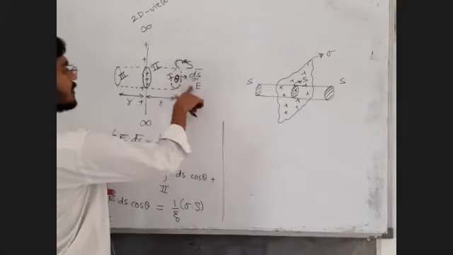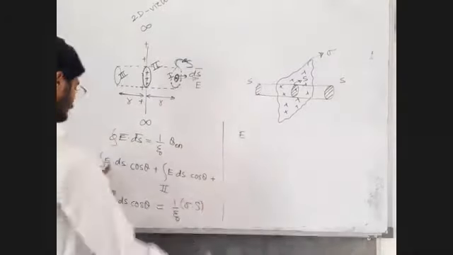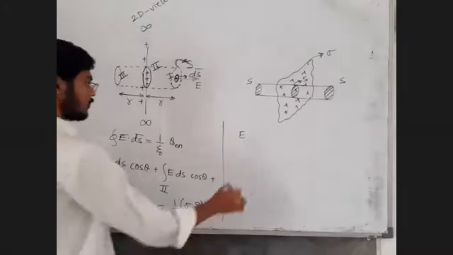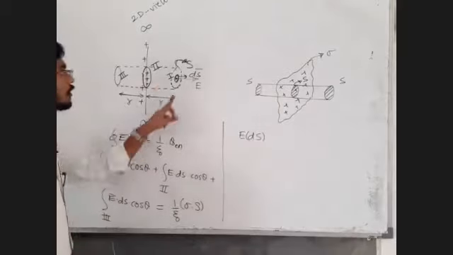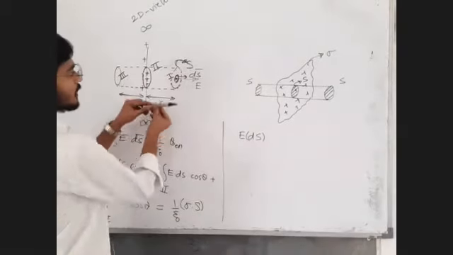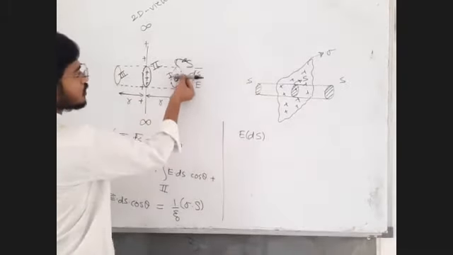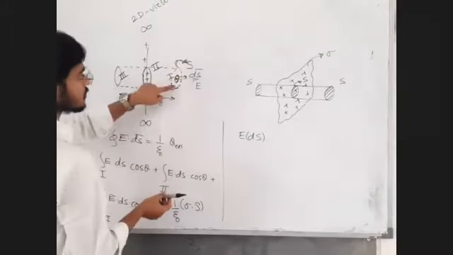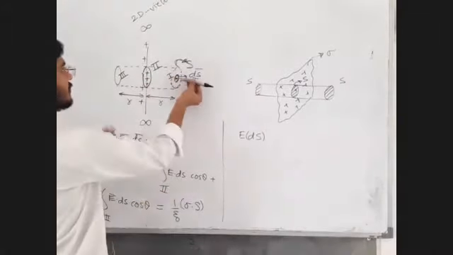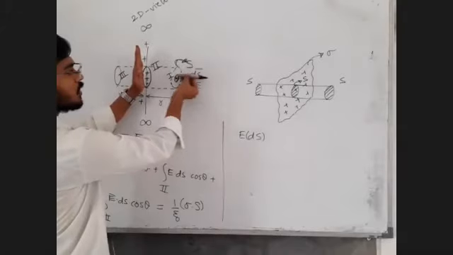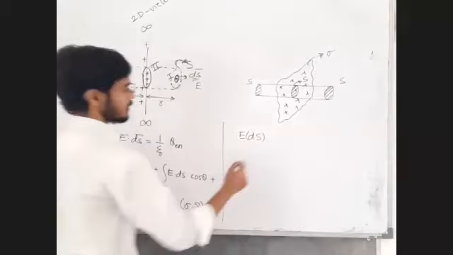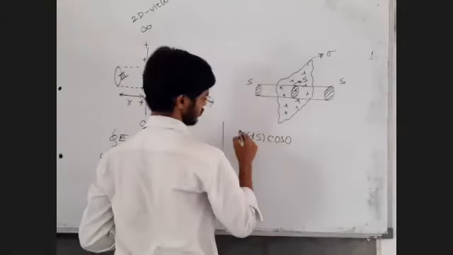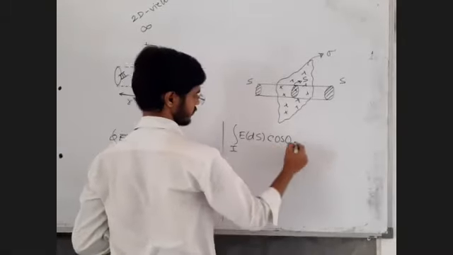Over first area, let's say electric field is E into ds. What is the angle between electric field and the area vector over the first area? You choose area vector anywhere in this area. Electric field will be away from the sheet, so it will be in the direction of area vector. Area vector, electric field, angle between them 0 over first area.